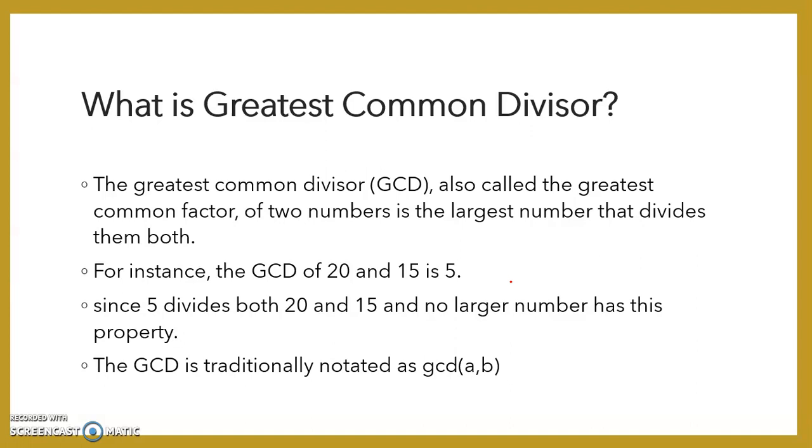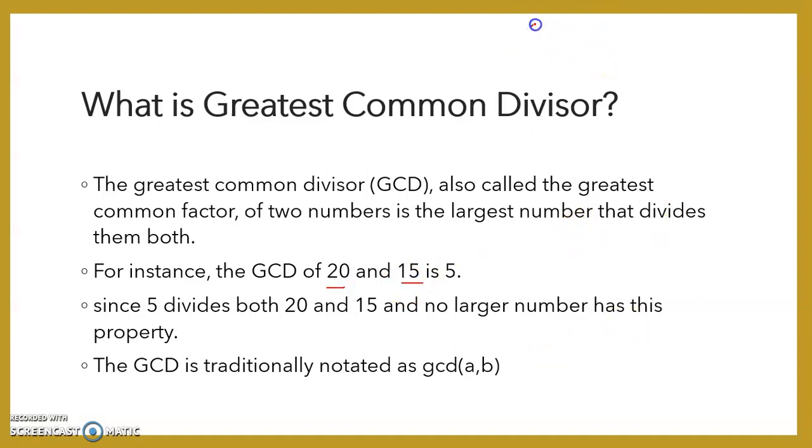The greatest common divisor, which is also called the greatest common factor, because here we are dealing with the factors of two numbers, is the largest number that divides them both. Now here we are going to find the common divisor, and that divisor has to be the largest number. Okay, largest number from the list of divisors, right? For example, just take 20 and 15. I have two numbers, 20 and 15.